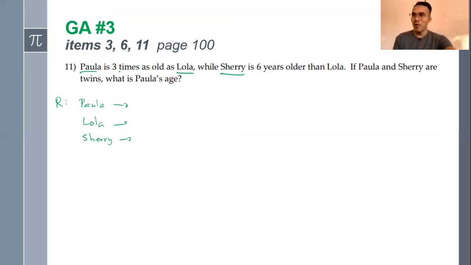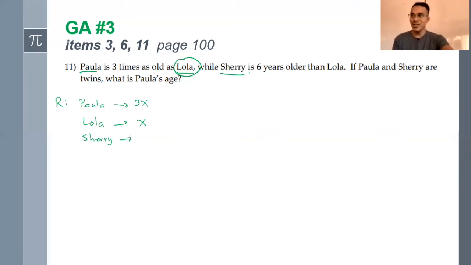All right, Paula is 3 times as old as Lola. I think between the two, Paula and Lola, is going to be Lola, ang X. So let X be Lola's age, okay? So X is Lola's age. If Lola's age is X, then Paula is 3 times as old as Lola. So we have here 3X. Did you get that? So si Sherry na lang ang problema natin.